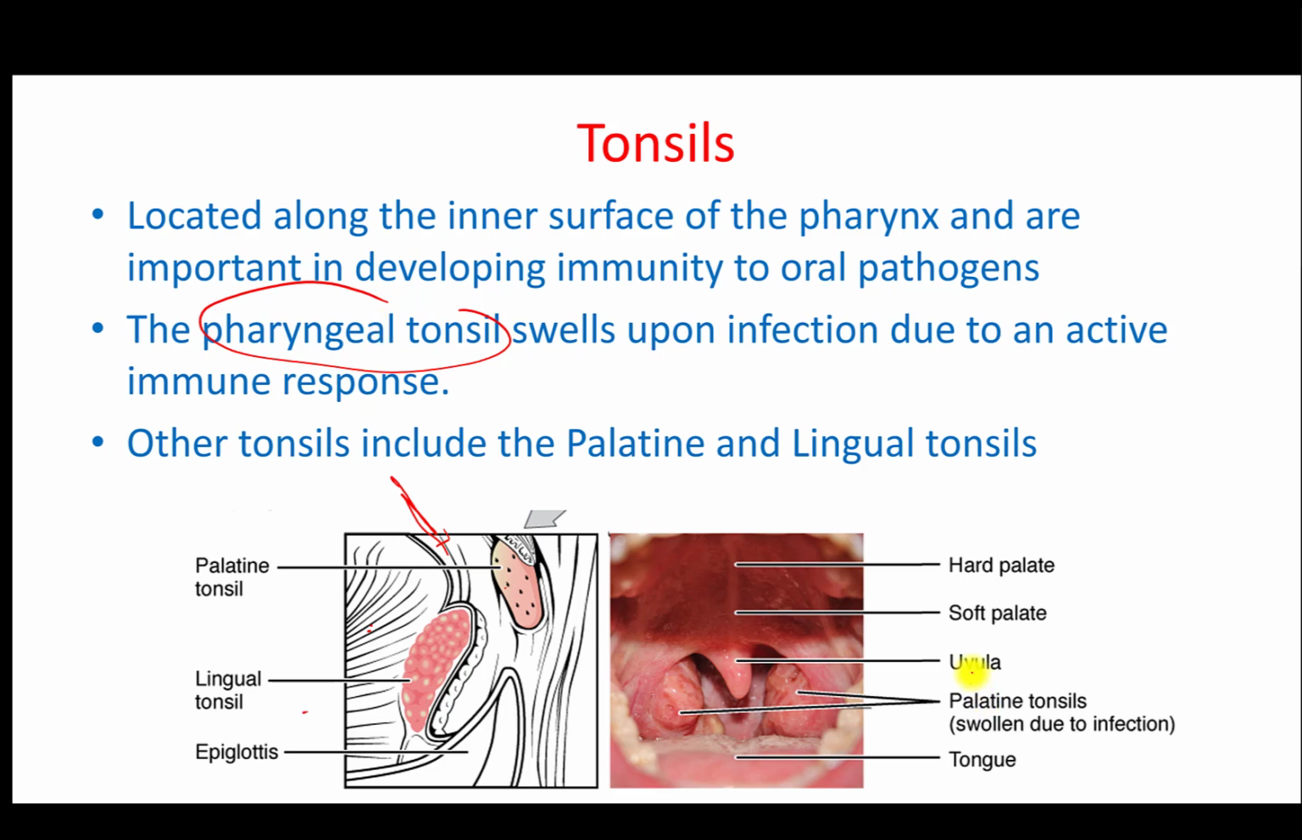So the three of them, the palatine, the lingual, and also the pharyngeal, all of them will swell in terms of infection. Whether it's a cold, for example, or other types of bacterial infection, those will swell. Why do they swell? Because there are plenty of white blood cells coming into this area, trying to fight the infection. So this will be like a battleground. There will be plenty of fluid, plenty of cells. That's why they will swell. So those are the tonsils.